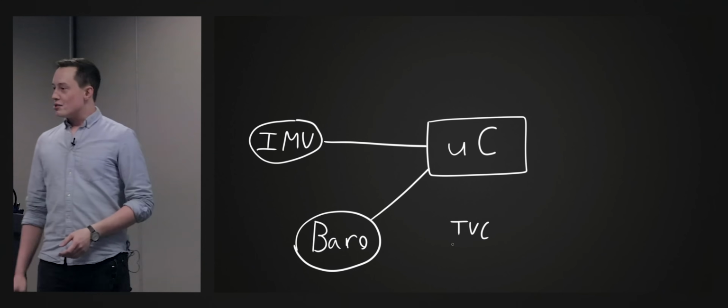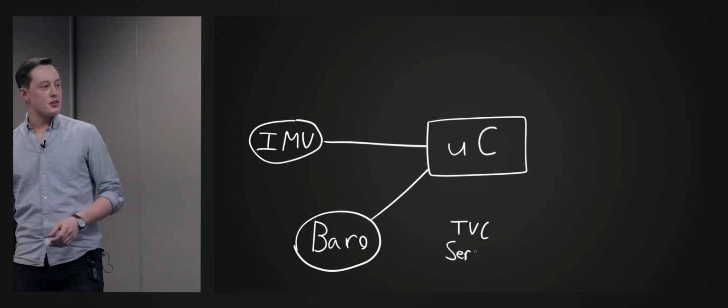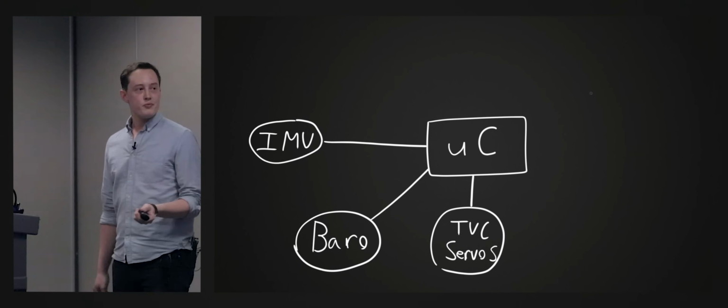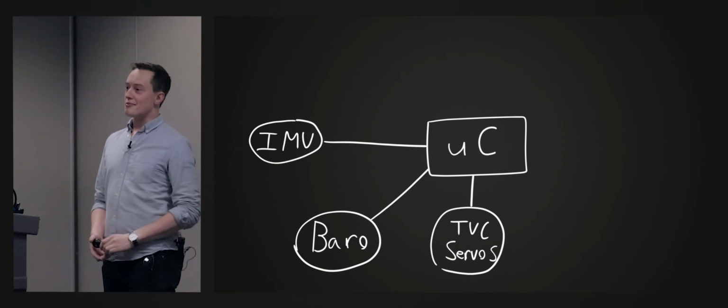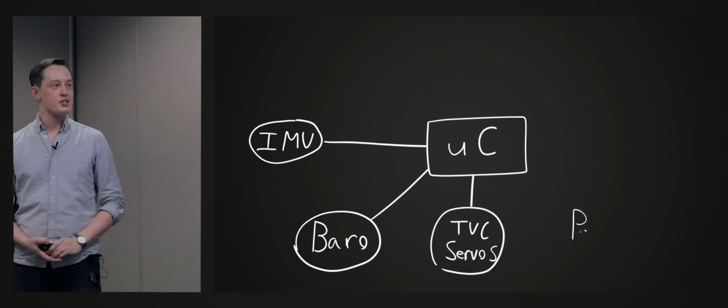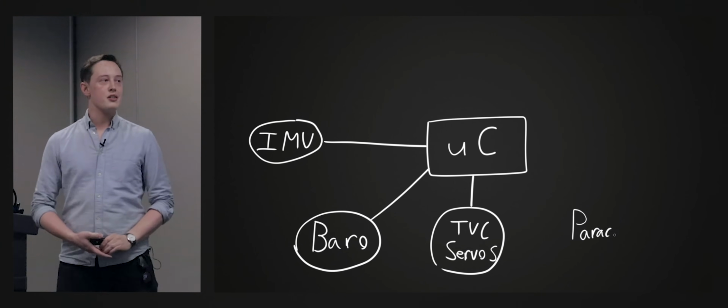Then we've got the belle of the ball here, the TVC servos. This is what it's all about. So these are going to connect to your microcontroller as well. This is pretty important. If they're not connected, they don't work. So you've got your thrust vector control servos, and the microcontroller is going to send all of the commands to them.